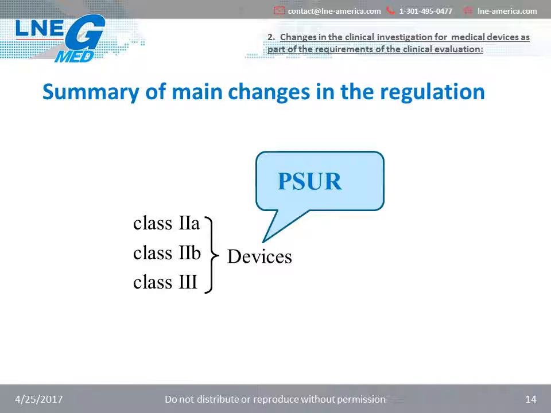In this slide, I will be talking about the Periodic Safety Update Report, PSUR. Manufacturers of Class 2A, Class 2B, and Class 3 devices shall prepare a Periodic Safety Update Report, PSUR, for each device and where relevant for each category or group of devices, summarizing the results and conclusions of the analysis of the post-market surveillance data gathered as a result of the post-market surveillance plan, together with a rationale and description of any preventive and corrective actions taken.